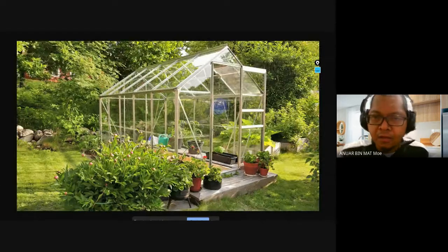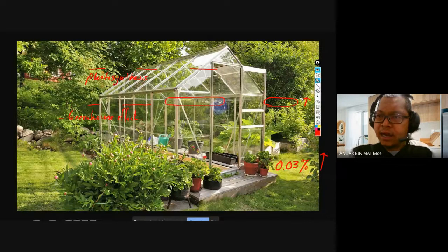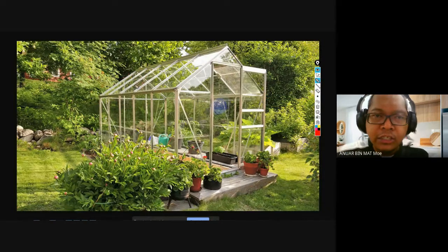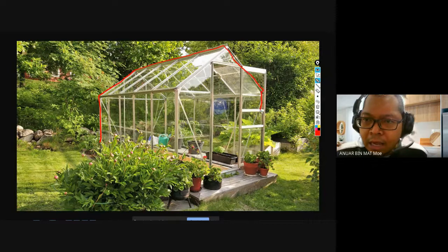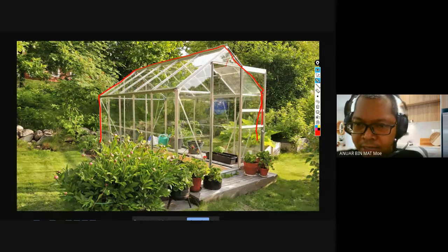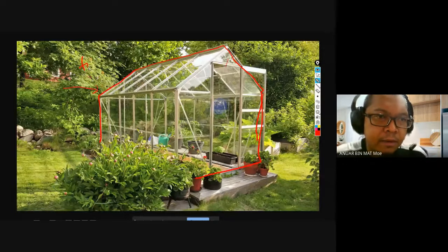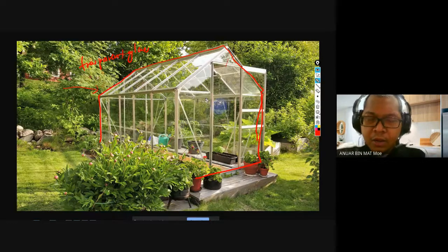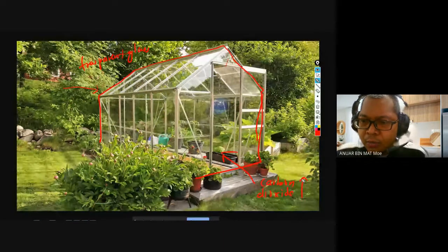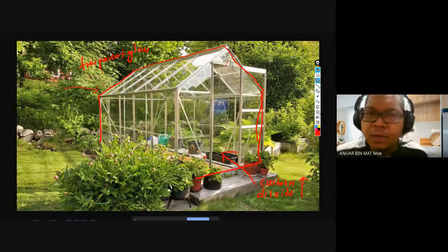Okay, a greenhouse is usually, if you can see here, a structure that is covered in glass. This is a greenhouse. The structure here is covered in transparent glass. And then when you close it, because the carbon dioxide inside is more, when the carbon dioxide increases, it will trap the what? It will trap the what?